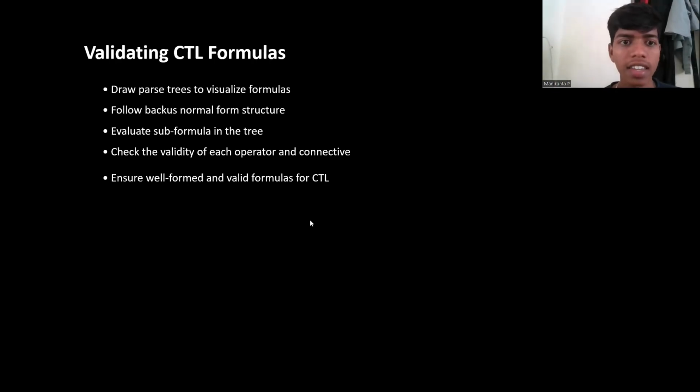Now moving to validating CTL formulas. Validating CTL formulas, tree comparison, is an essential process when working with model checking and formula verification of software and hardware systems. There are 5 steps involved in validating CTL formulas.